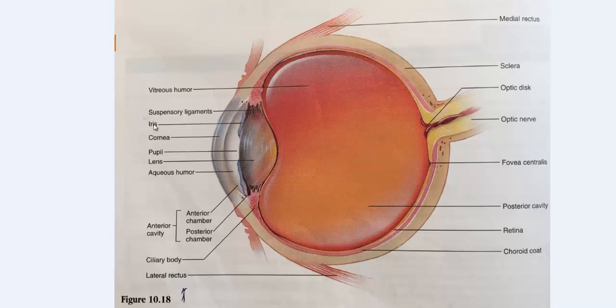Next is the iris. Now the iris is the colored, muscular portion of the eye that surrounds the pupil and regulates its size. So it's this kind of bluish color right here.